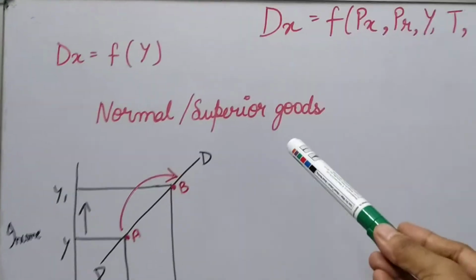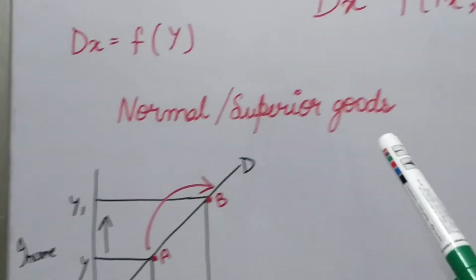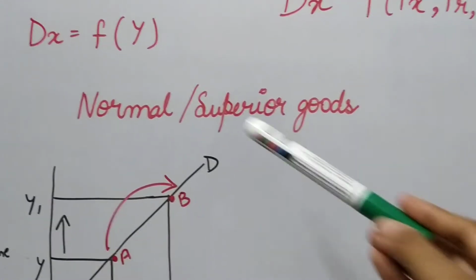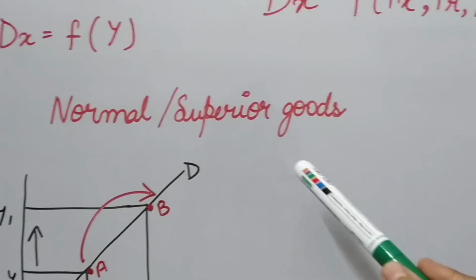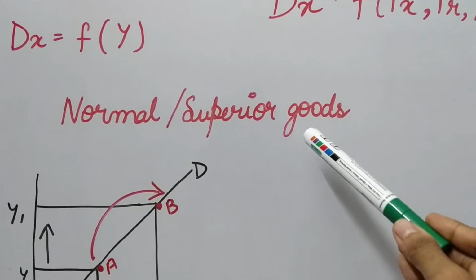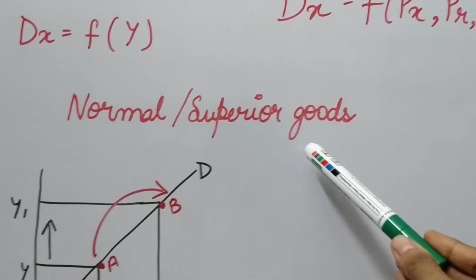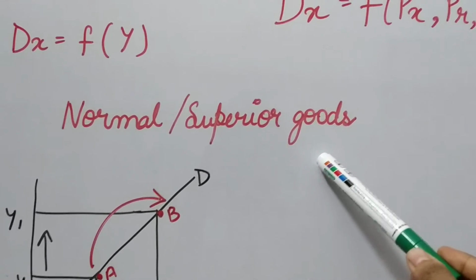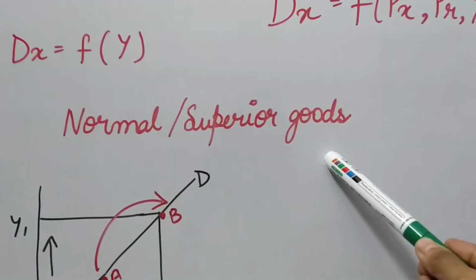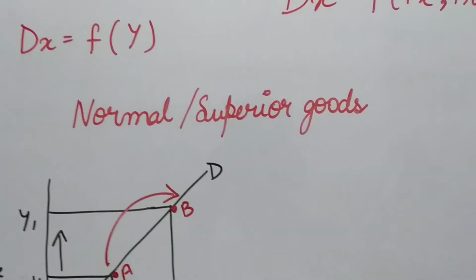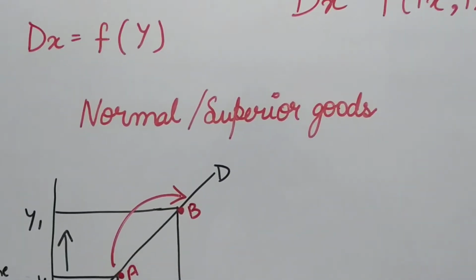First of all, let's discuss how demand is affected by income for the two types of goods. First, the superior goods or normal goods. Superior goods are those goods for which the demand curve slopes positive. That means if income increases, demand increases, and if income decreases, demand also decreases. These are the goods which are totally affected by the income level.